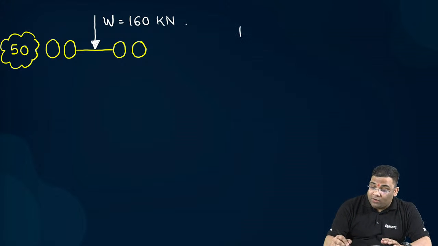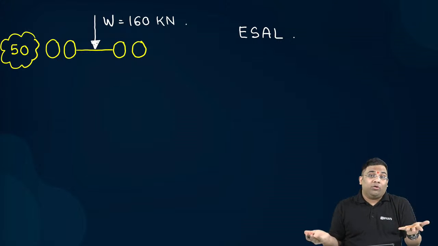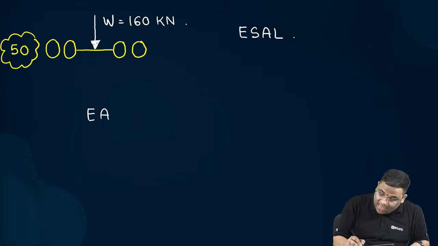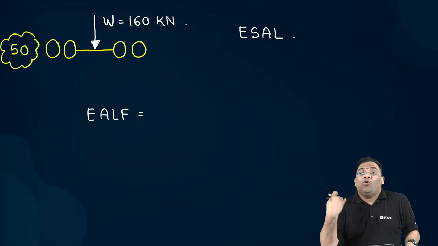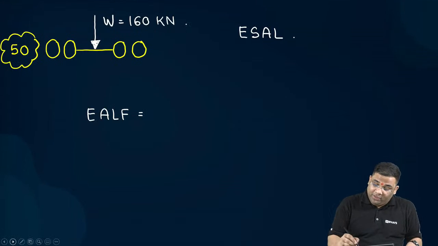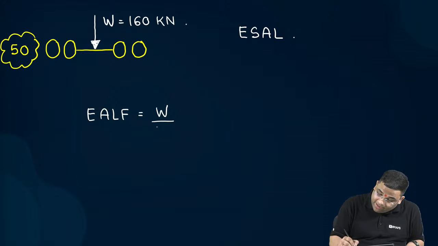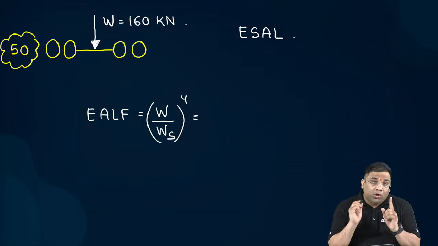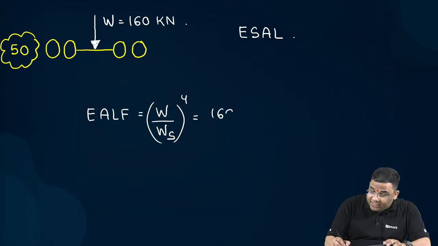Now I want to find out ESAL, means equivalent standard axle load. How I'll find? First of all, I'll find out the EALF, the equivalent axle load factor. What will be your EALF here? It will be equal to the load divided by the standard axle load to the power 4. Very simple, right? Now the load is given 160 kilonewton.